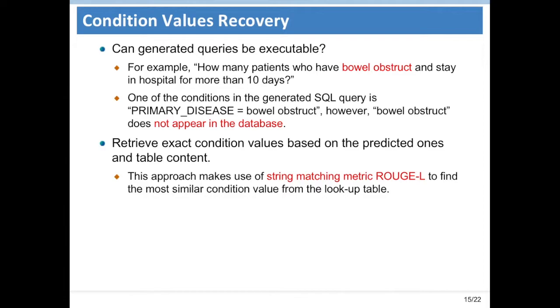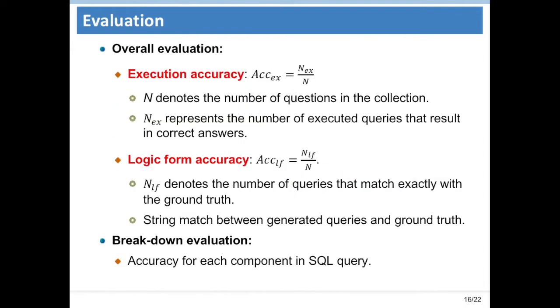Our solution to this problem is to retrieve the exact condition values based on the predicted values and the table's content. We use the string matching metric lookup to find the most similar condition value from the lookup table. In general, there are mainly 2 types of evaluation metrics to evaluate the performance of the question to SQL generation methods.